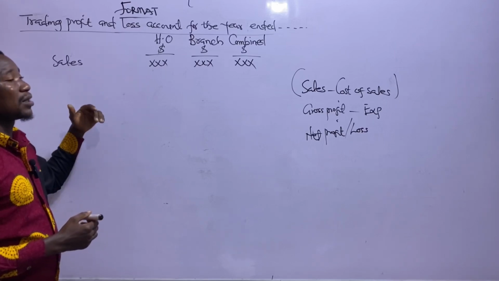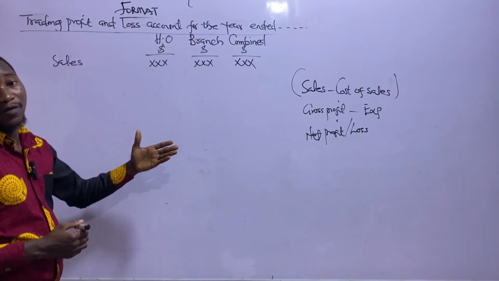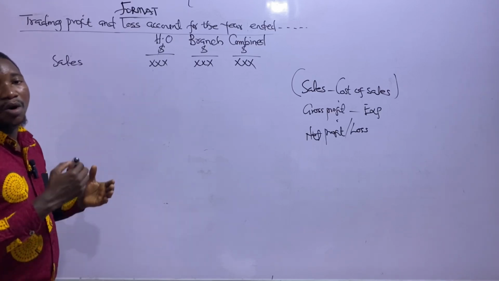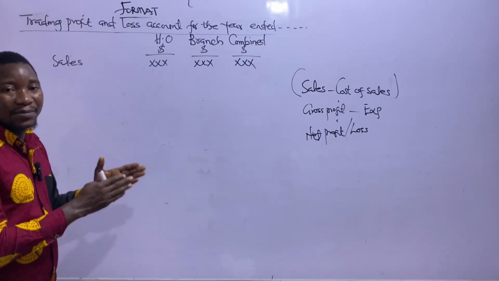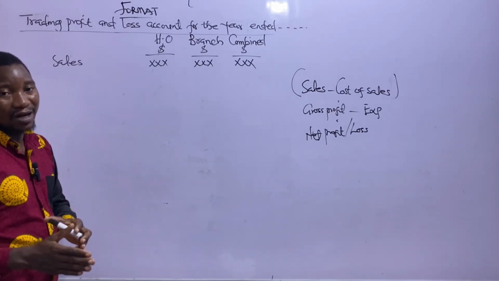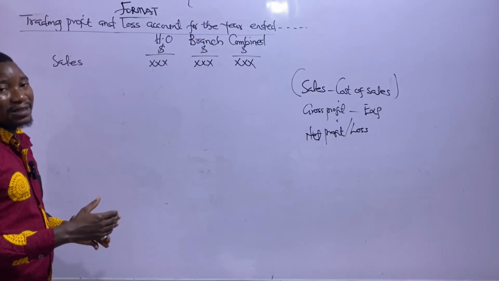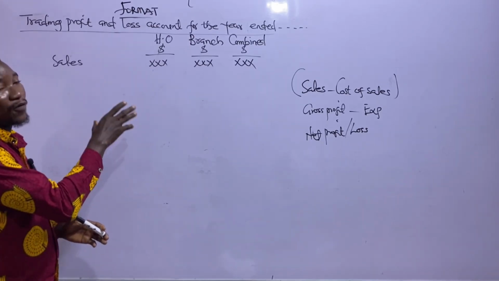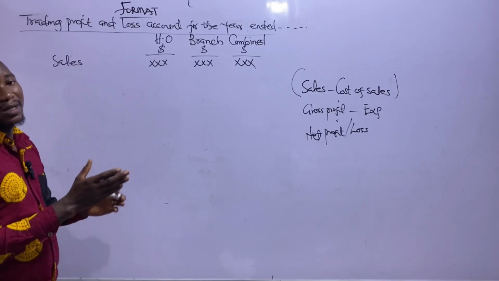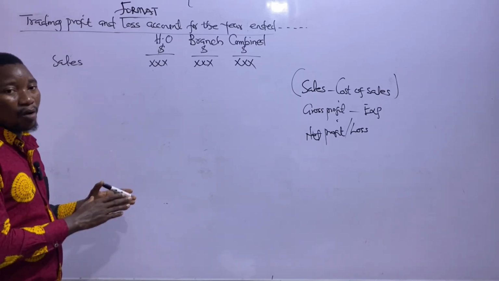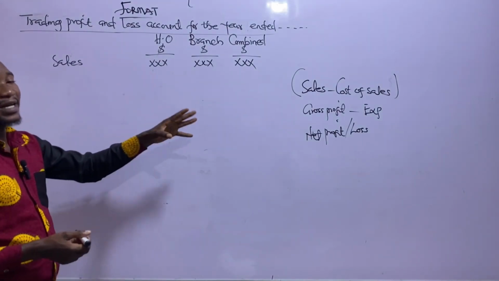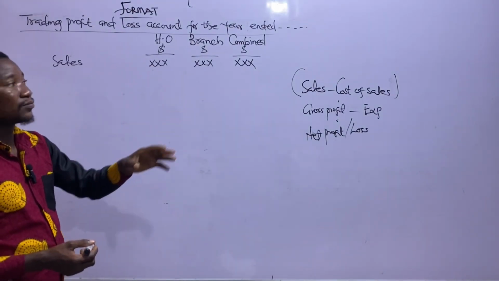If it is a normal trading profit and loss account for a sole trader, we will consider returns inwards. But all returns of goods will be captured in what we call the current account, and we will look at that in a subsequent video when we are looking at the format of the autonomous statement of financial position, or the balance sheet. So what we are saying is that all returns will be captured in there.